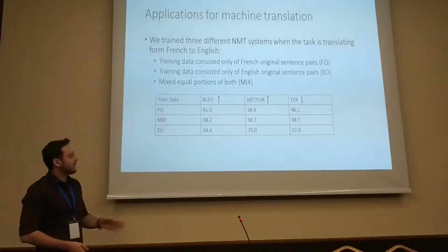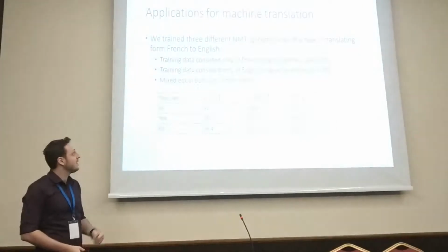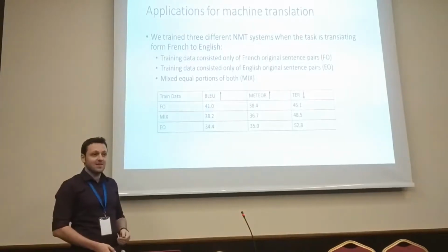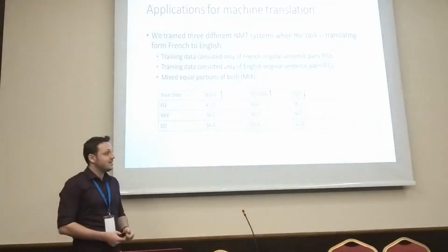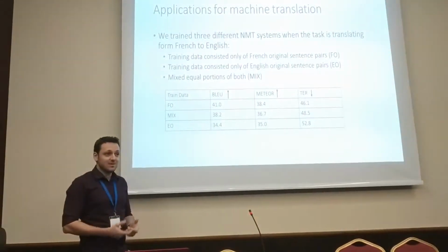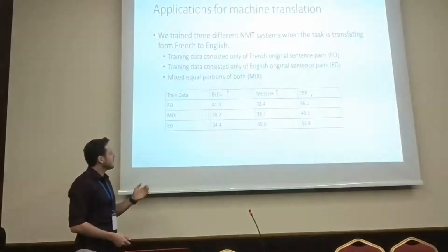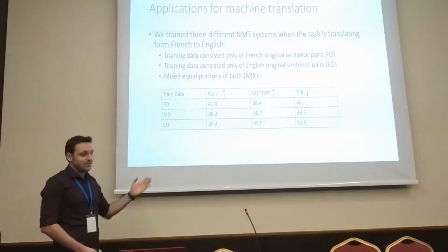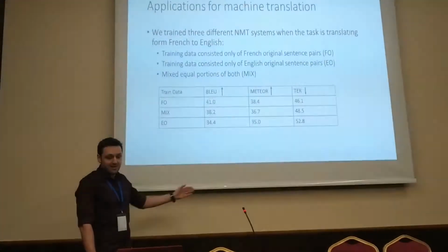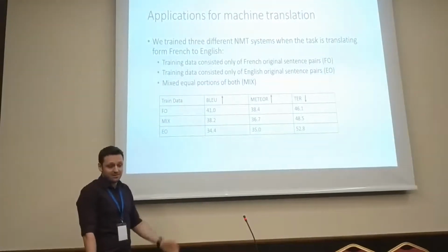So, a quick reminder that when training neural machine translation, the input is sentence pairs. We defined a task, translate from French to English, and we created 3 datasets. The first one, in which the sentence pairs had French as the original. The second one, in which the sentence pairs had English as the original. And the third one is a mix of both of them. And as you can see in the results, the first one, the French original sentences, had the best scores in all 3 of our measures, and the English original had the worst scores, and the mix of them, as expected, has something in the middle.